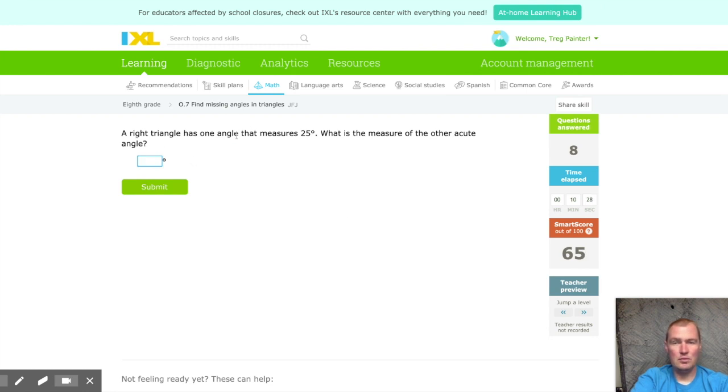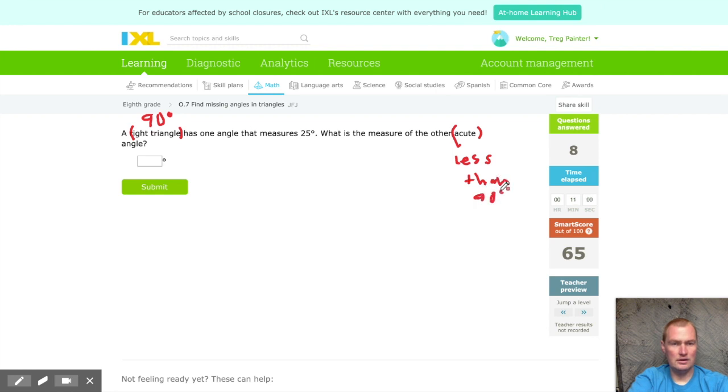All right, a right triangle has one angle that measures 25 degrees. What's the measure of the other acute angle? A little bit of vocabulary here. A right triangle always has a 90 degree angle. So we have a 90 here for something called a right triangle. Put those in parentheses. You've got your 25 here. The word acute here means less than 90. So whatever your answer is, it should be less than 90. So it's giving you a hint here.